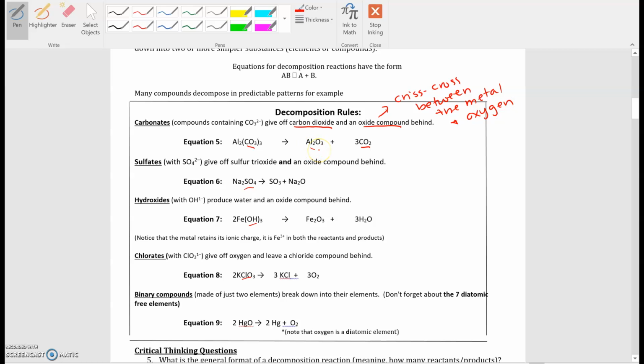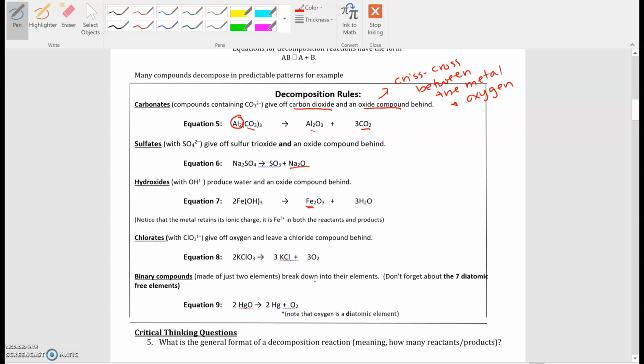So that's how I got Al2O3, because aluminum was the metal in the initial compound, then it would form with oxygen. Same thing down here with sulfates, you get sulfur trioxide and then an oxide compound. Notice the oxide compound is with the metal from the initial compound. Hydroxides are going to produce water and an oxide compound. Again, notice how the oxide compound has the metal from the initial compound. Chlorates are going to give off a chloride compound, so similar to the oxide compound, you do crisscross between the metal and chlorine, and then you're left also with oxygen. Then again, a binary compound is simply just going to split into the two elements.